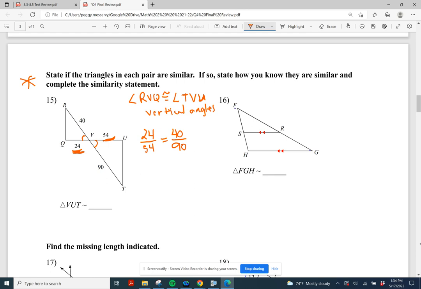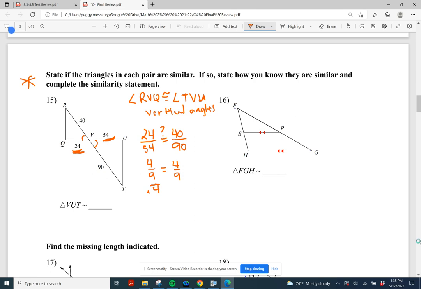So the question is, are those two ratios equal? And we're going to either completely reduce both fractions to compare, or we can compare decimals. I think we'll look at both. So 24 divided by 54, I can divide out a 6, that reduces to 4 over 9. And 40 over 90 does reduce to 4 over 9, so those are equal.